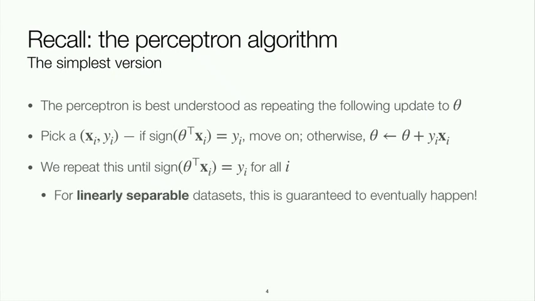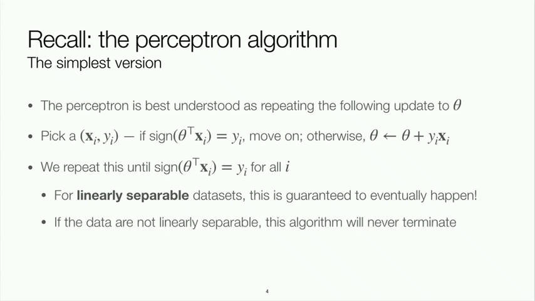This is a non-obvious statement, and I didn't prove it, but I want you to believe me when I say that if the data is linearly separable, if we have two classes that can be separated by a line, then this is guaranteed to eventually happen. If our parameters are updated in this way, we will eventually have the case where our parameters correctly classify all of our training points.